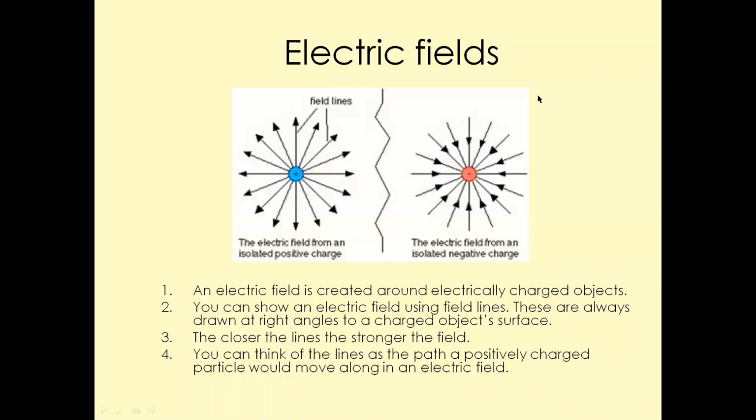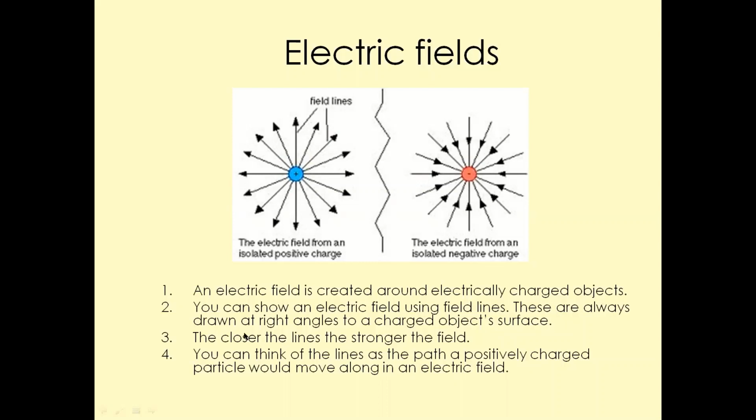Right, so let's discuss electric fields. What we need to know from here: the electric field is created around electrically charged objects. So the objects must be charged. The object could be positively charged or negatively charged. We can draw the electric field. We can represent the electric field using electric field lines.